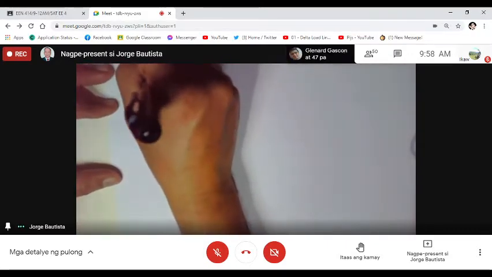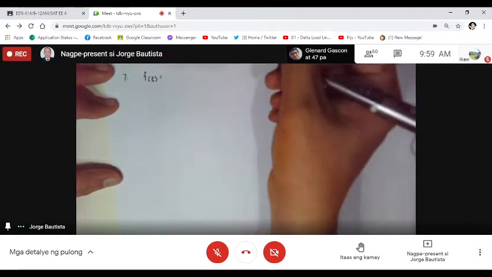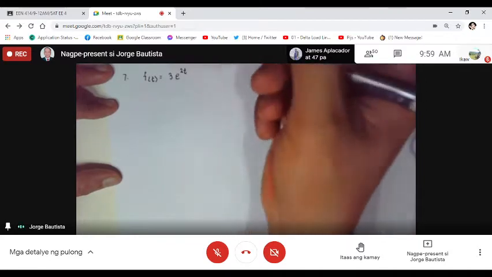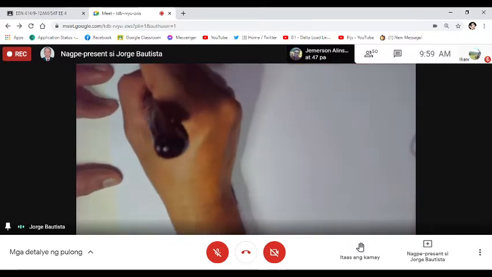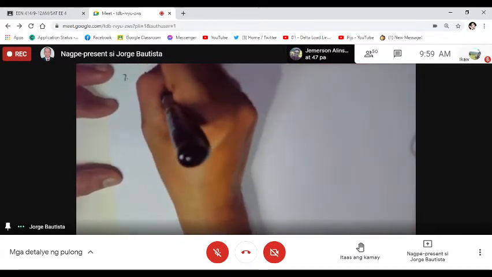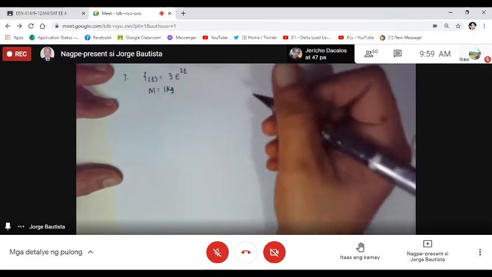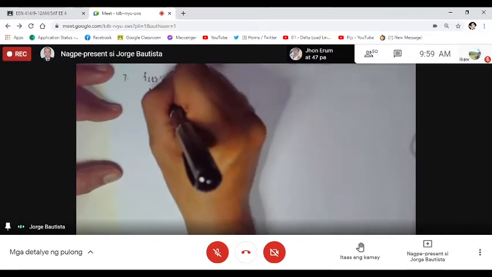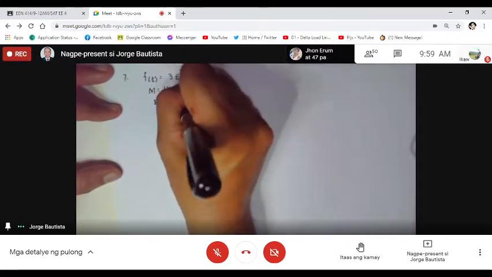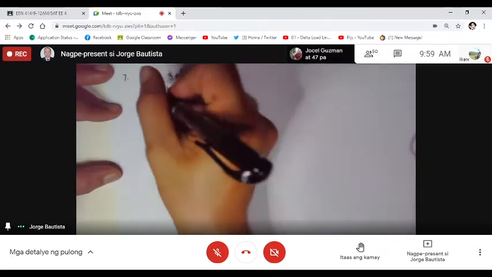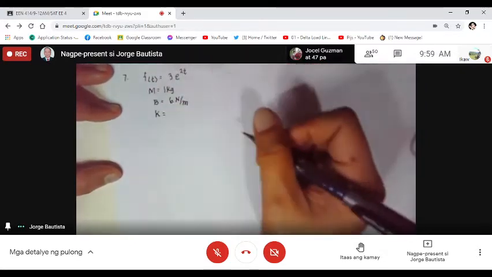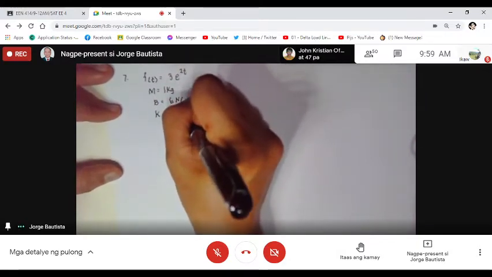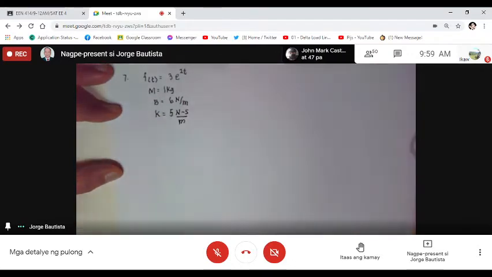So, f(t) is equal to 3 e raised to 2t Newton. Then, yung mass natin, 1 kilogram. Then, yung damper, that is 6 Newton second per meter. And yung spring natin, K, that is 5 Newton per meter. Ayan. So, stop share natin to.